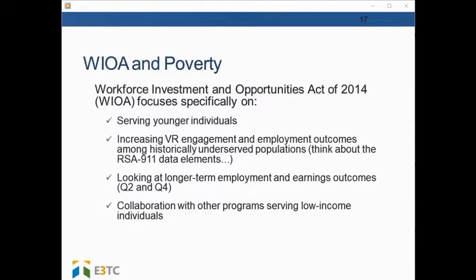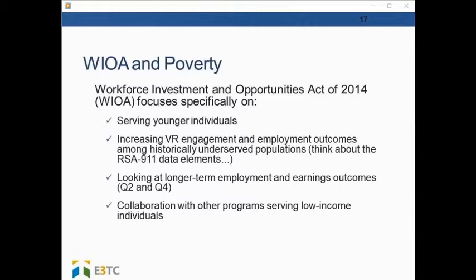Under WIOA, we're now taking a longer-term look at employment and earnings outcomes. Historically, we had the 90-day closures, and now we need to look at employment and earnings outcomes at quarter two and quarter four, which also represents a commitment to looking at employment as a longer-term commitment with the individuals that we serve. Because we know that if we get somebody employed at 90 days and boom, they lose their job, there's really not much of a chance that that person is going to be increasing their overall annual income. So I think that longer term look is important.